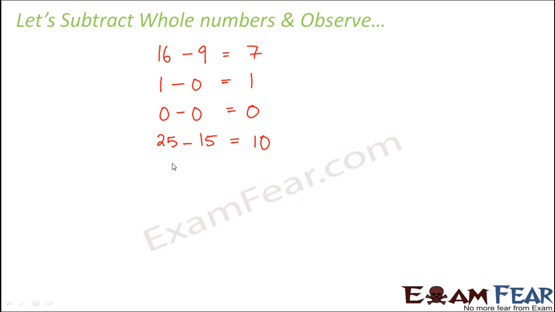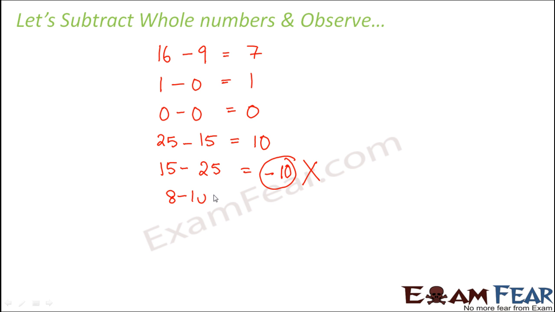25 minus 15 is 10, which is a whole number. What about 15 minus 25? If I ask you to subtract a bigger number from a smaller number, it is the same scenario where you have only 15 rupees, but you want to buy something which costs 25 rupees and therefore you borrow 10 rupees from the shopkeeper and then buy it. So what happens? Your net balance goes to negative. So basically 15 minus 25 is not 10 but minus 10. Do you think minus 10 is a whole number? No, this is not a whole number.